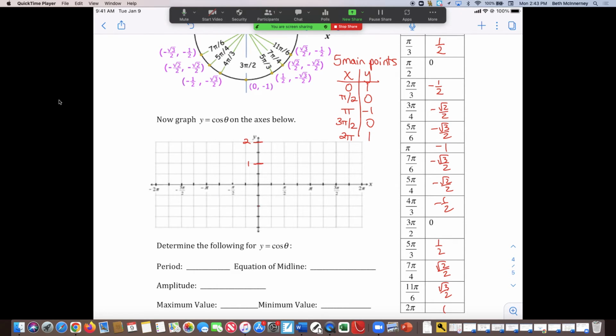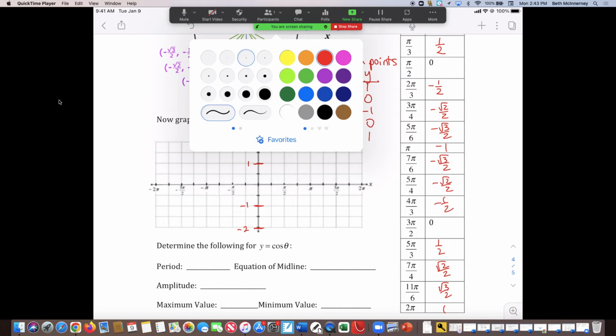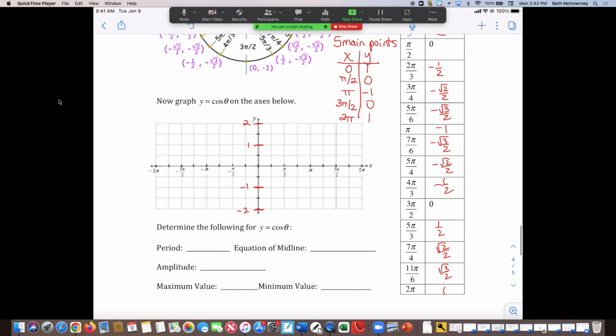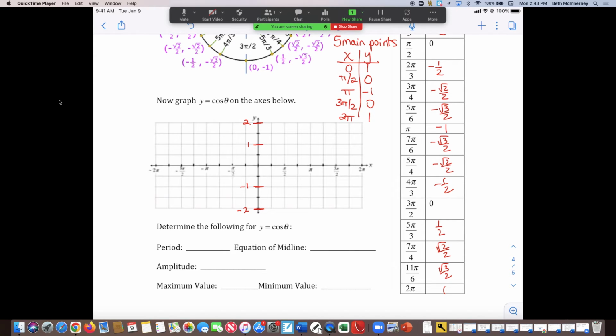On the y-axis, let's go 2 ticks is 1. And then we're going to plot these 5. All right, here we go. 0, 1; pi over 2, 0; pi, negative 1; 3 pi over 2, 0; 2 pi, 1.